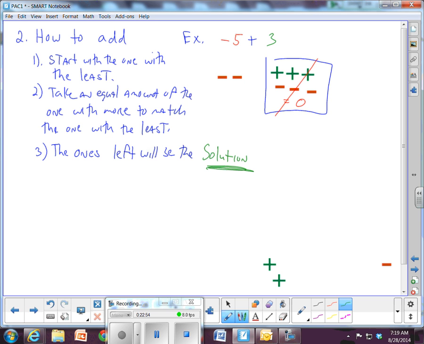So look up. We wiped out the 3 positives and wiped out 3 negatives in the process. What do we have left? 2 negatives. What's the solution? So we have left 2 negatives, and so what's the solution? -2. That's really what's going on. We wiped them out, and so we have -2 left.